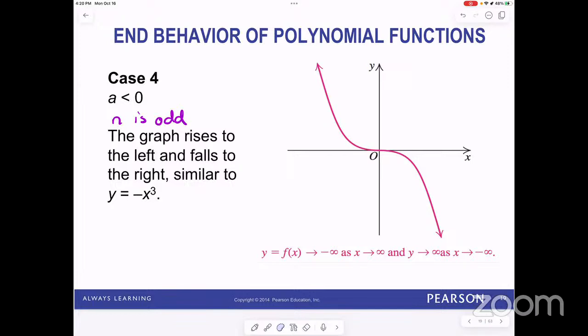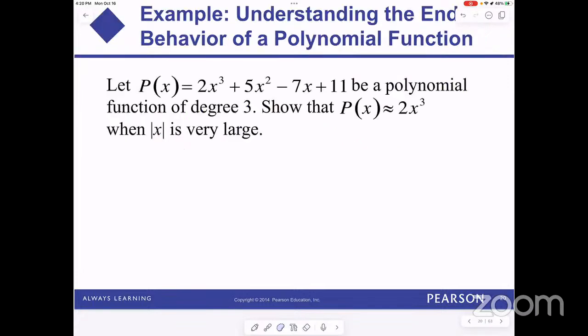So then if we consider this polynomial of degree 3, we want to show that this polynomial is approximately equal to 2x to the power of 3 when the absolute value of x is very large. Okay. So let's start with the copy of our polynomial: 2x cubed plus 5x squared minus 7x plus 11.